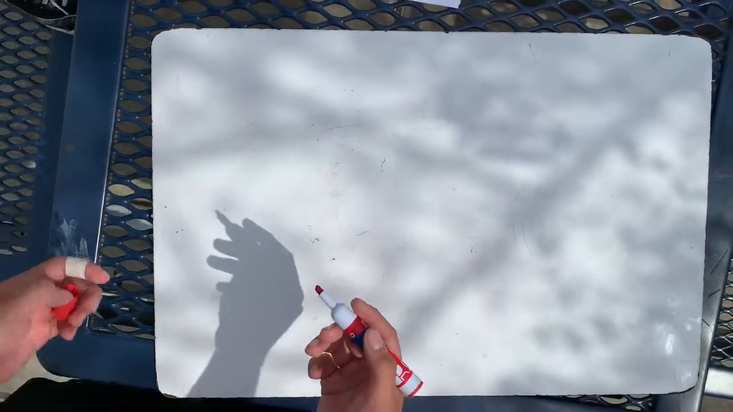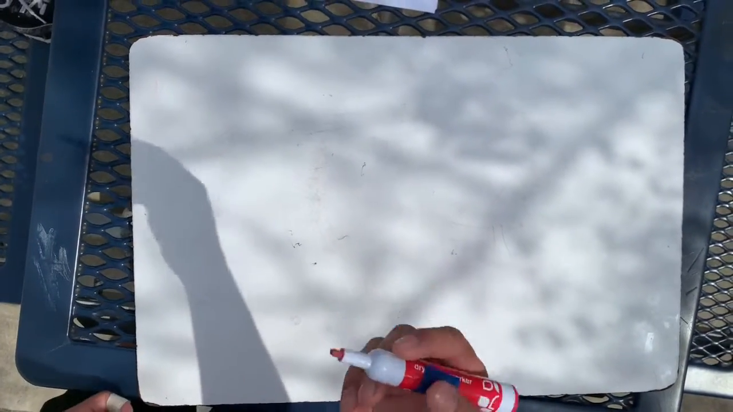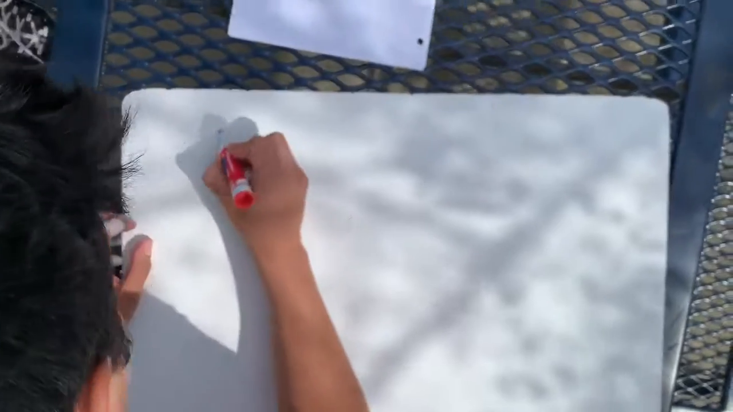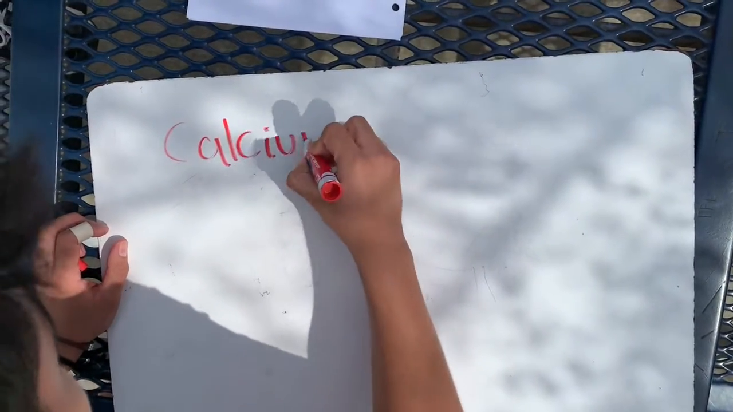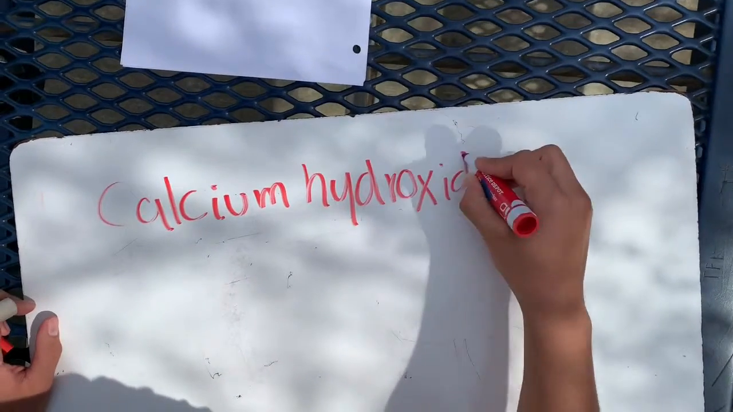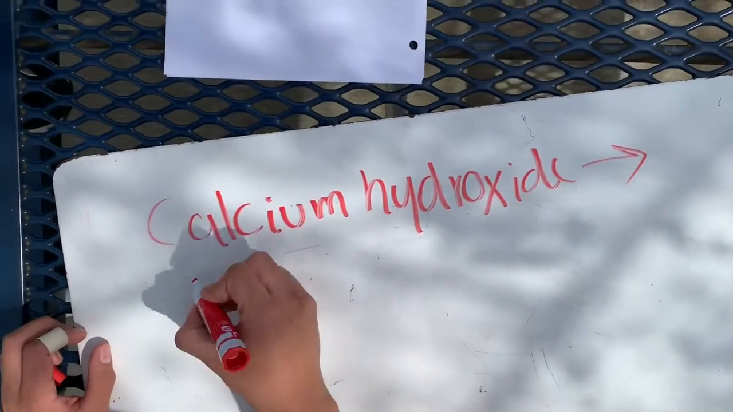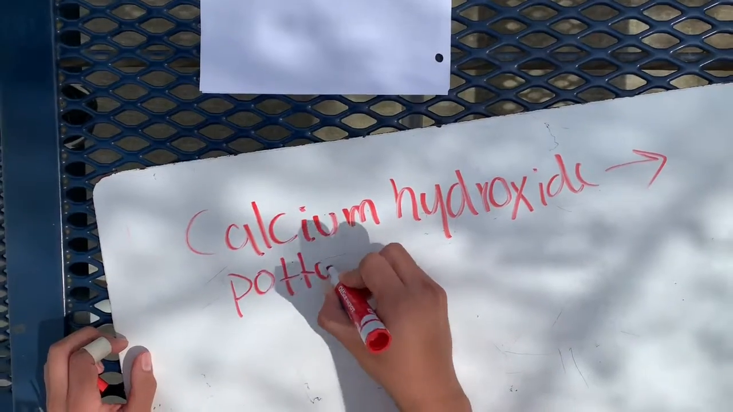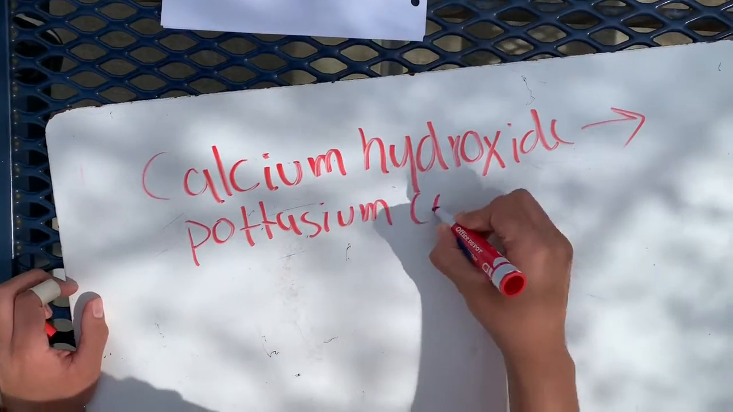Okay, so today we're gonna be writing our reaction, which is calcium hydroxide that reacts with potassium carbonate.